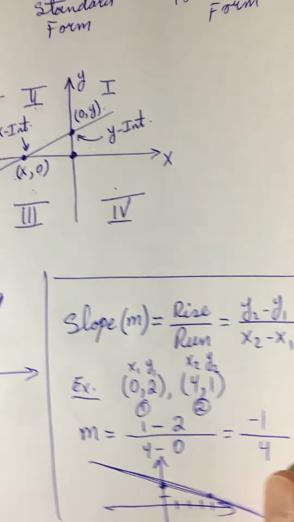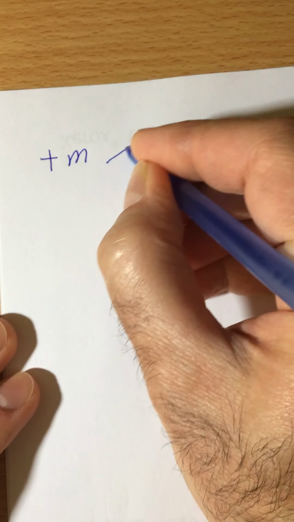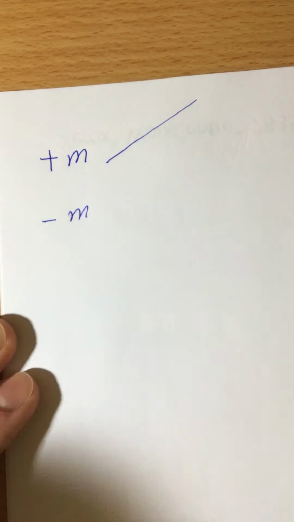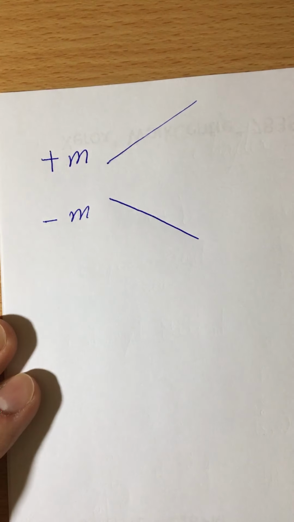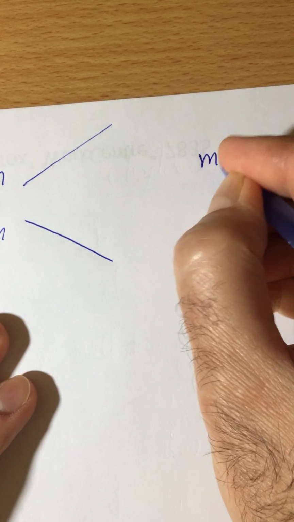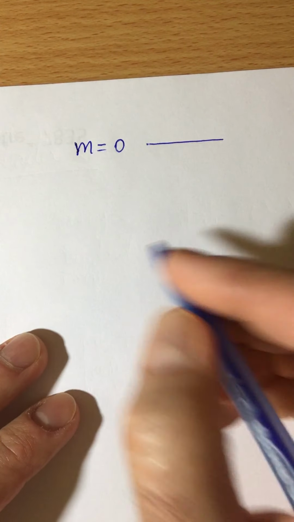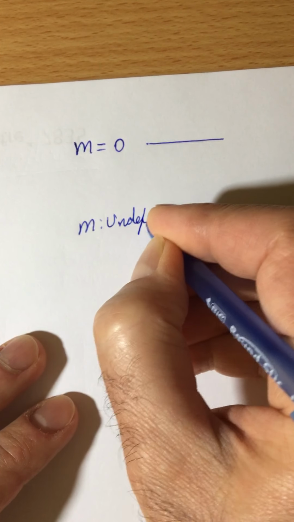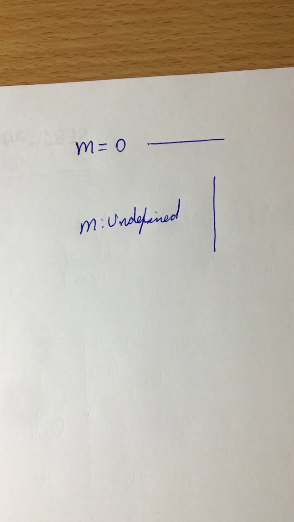Now, if you have a positive slope, your line is always rising if you look at it from left to right. If you have a negative slope, like the last example, and you saw it in the graph, the line will be falling from left to right, as we call it. If the slope is 0, you always have a horizontal line, always. If the slope is undefined, then the line is always vertical. Okay, so remember those.